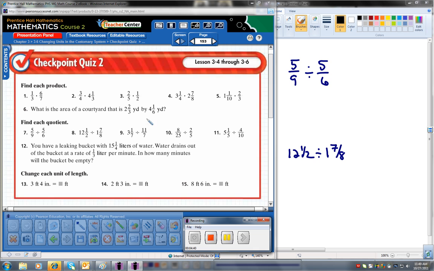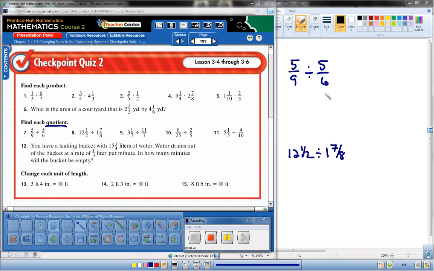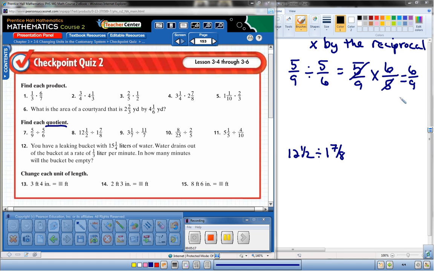Questions 7 through 11 now, all asking the same thing. Find the quotient, which means to divide. First thing we need to remember is that divide means to multiply by the reciprocal. That's what it means. So we're going to use our rule of same, change, change. 5/9 then would be times, changing that to its reciprocal would be 6/5. 5s divide out. That's an easy one. If I write it as 6/9, reducing it to simplest form, that would be 2/3 as my answer.